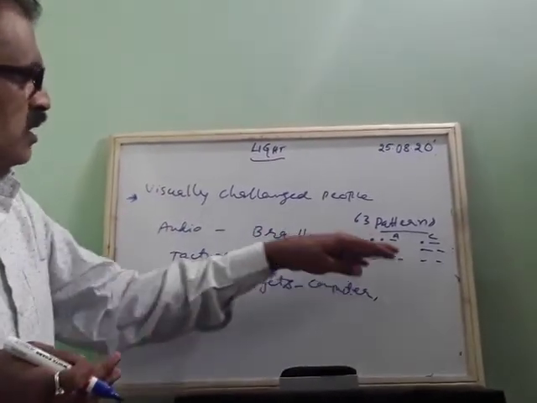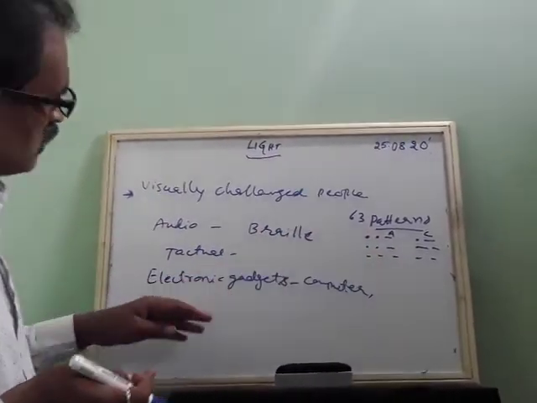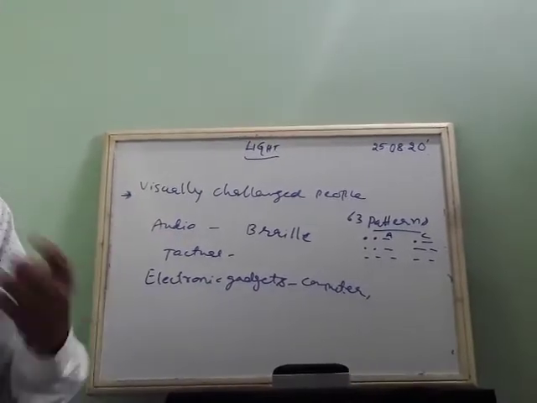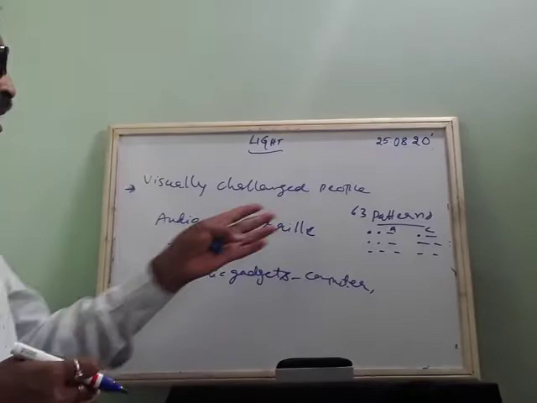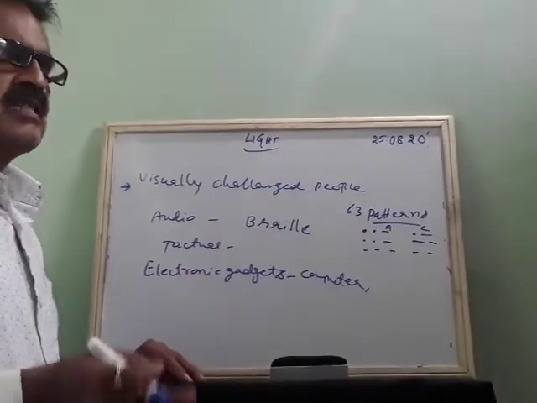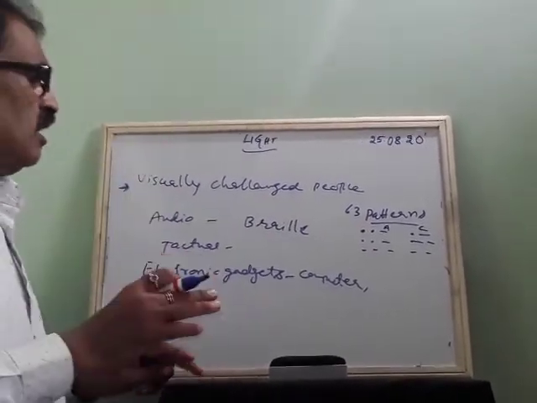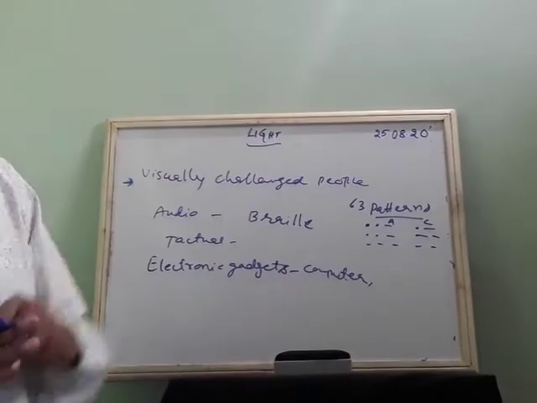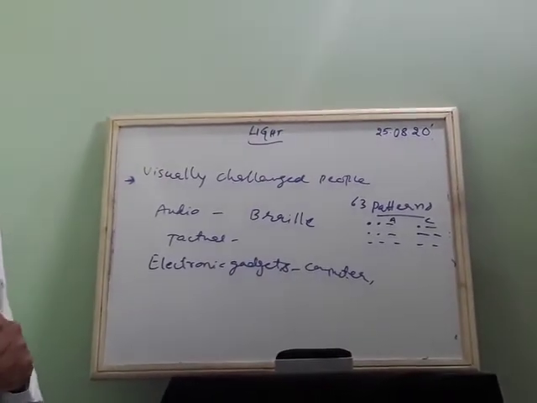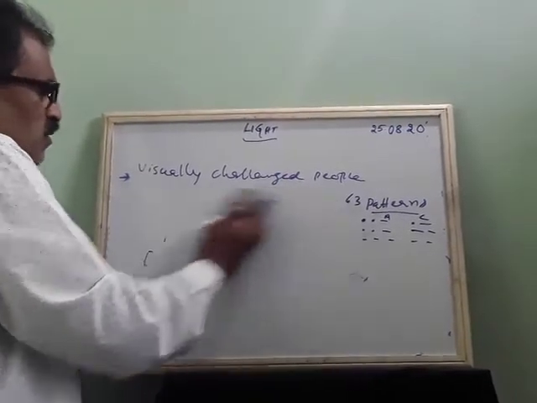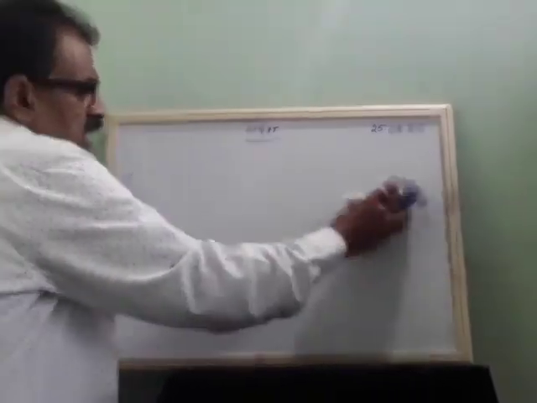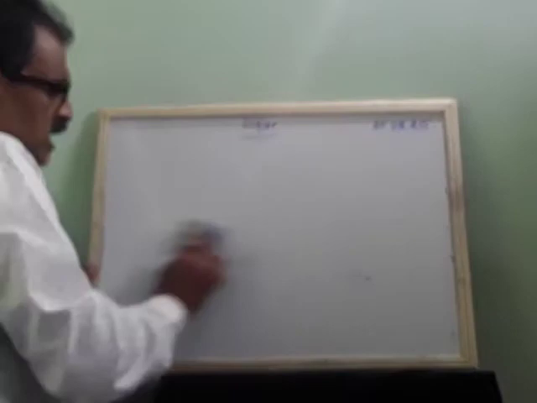Okay. So this is about Braille. Braille, naturally, was a blind person himself. So for blind people, he made the language called Braille. The system is also used nowadays, but nowadays computers are specially designed for the sake of visually challenged people, where even the computer has raised words.